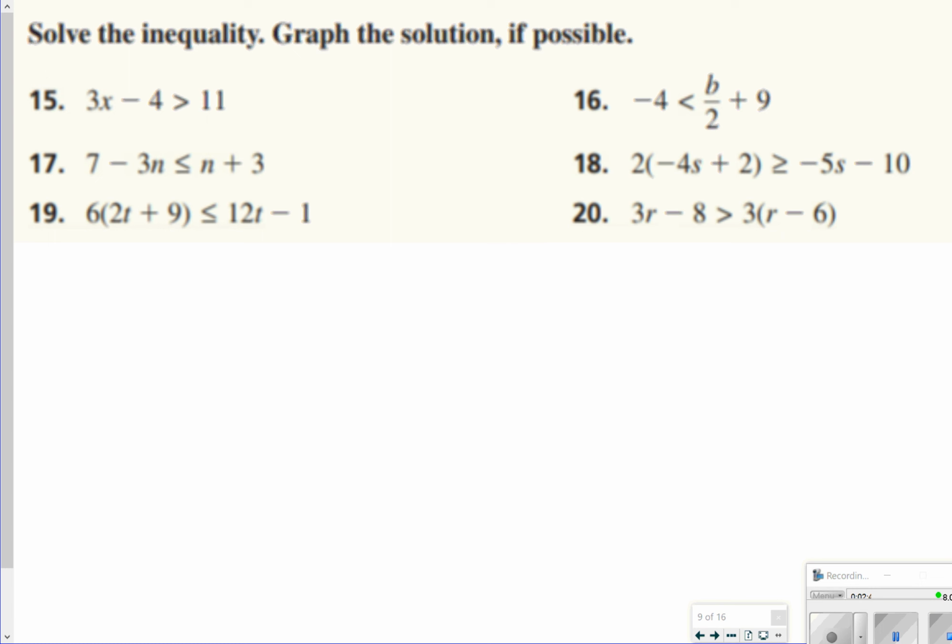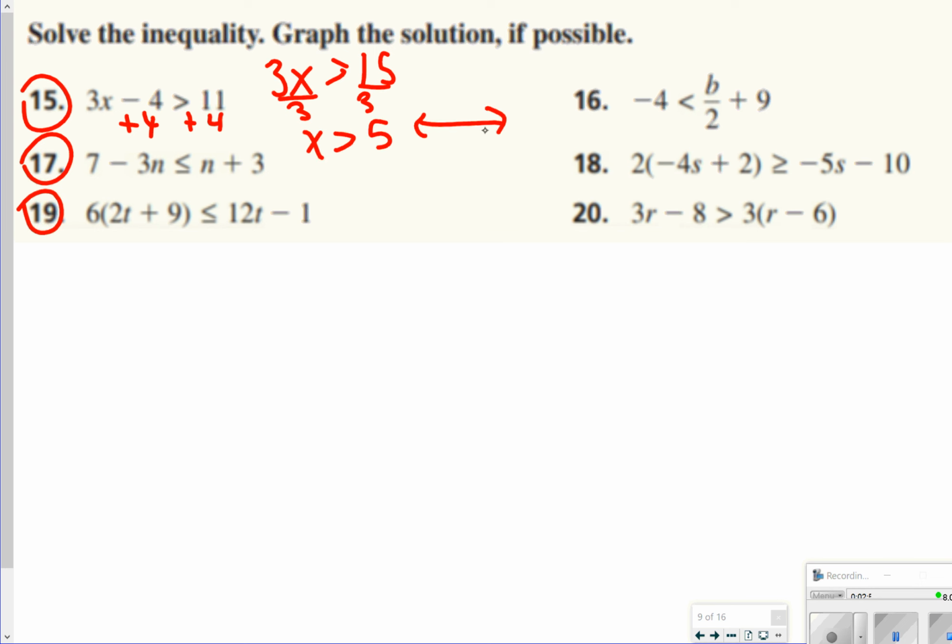We're going to look at 15, 17, and 19 on this page. I'm going to go and do 15 up here. So we'll add 4 to both sides, so we'll get 3x is greater than 15. And then we'll divide both sides by 3. x is greater than 5. So when you graph number 15, that's an open circle pointing to the right. For number 17, I'm going to rewrite it down.